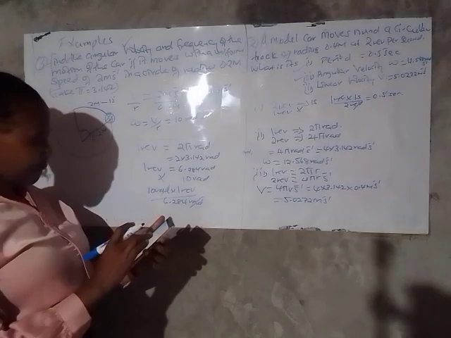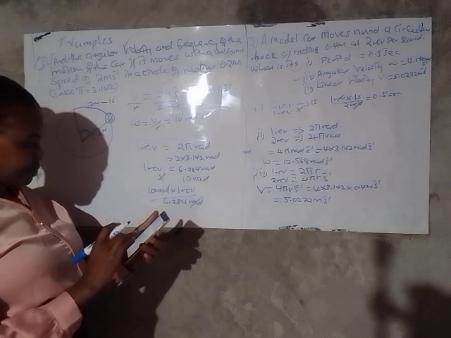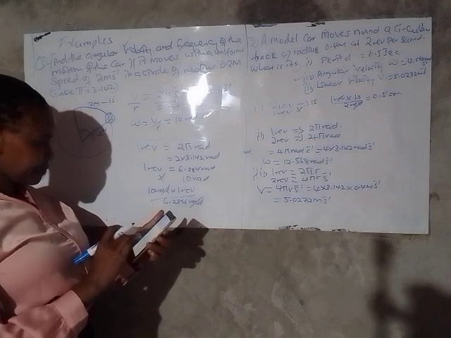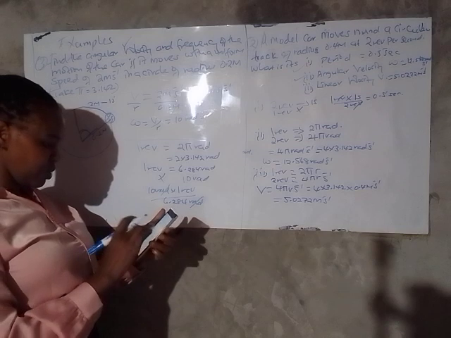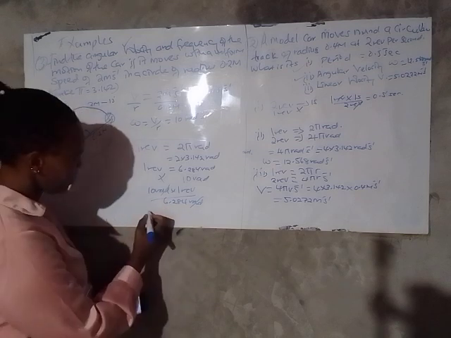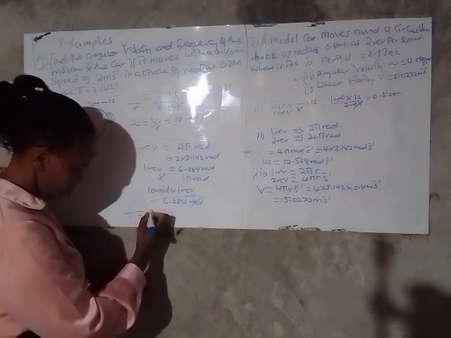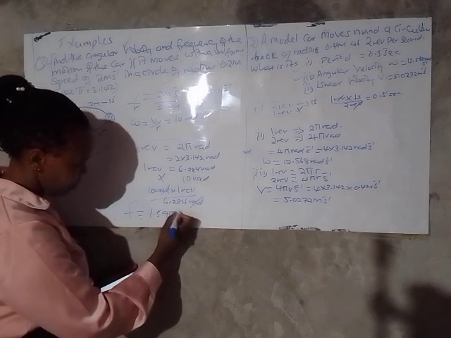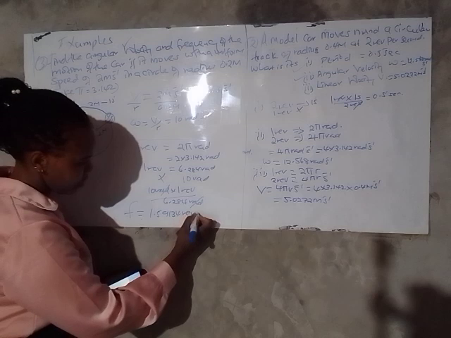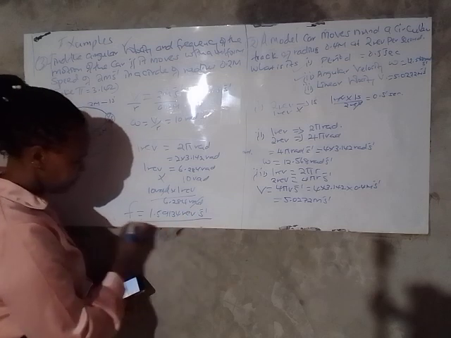So we have 10 divided by 6.284. So frequency will be equal to 1.59134 revolutions per second.